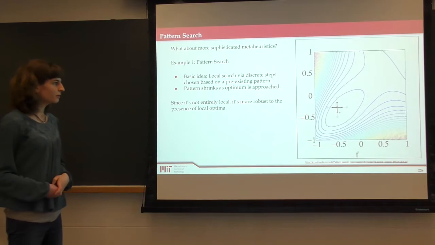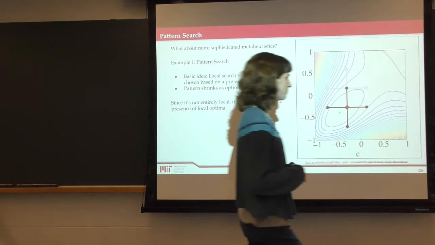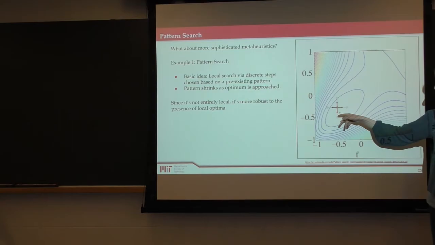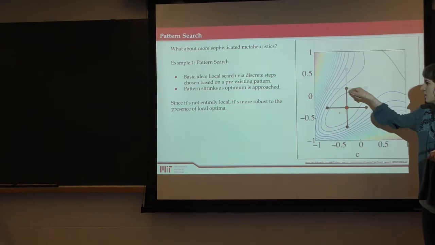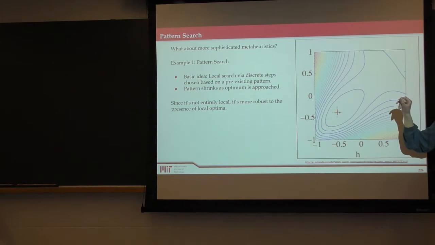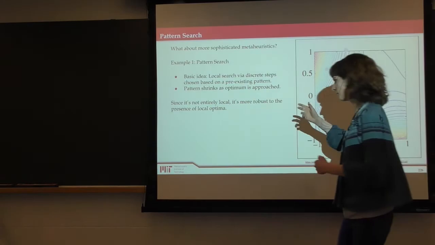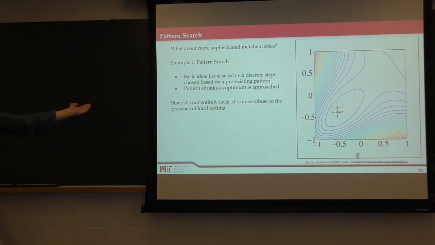Somewhat more sophisticatedly, we could use things like a pattern search. So here the idea is you're going to represent this space as continuous space. So you can imagine there's some work in embedding it, but we won't go into that. Then you're going to search based on this pattern. So you start out at one node, you move to the points in the pattern and pick whichever one's best, and then based on whether or not you're approaching a local optima, which you can assess based on the difference in value at the different nodes in the pattern, you can shrink the pattern to zero in on the local optimum. So this is nice in that it's not entirely local.